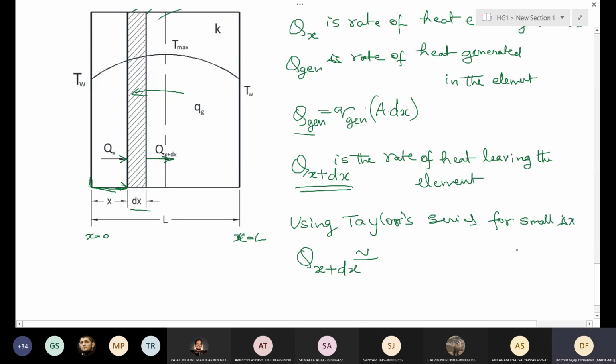Or delta x is, when delta x is small, or sorry, dx is small. So anyway, dx is differential, so that is itself the meaning. Differential element means the small element.